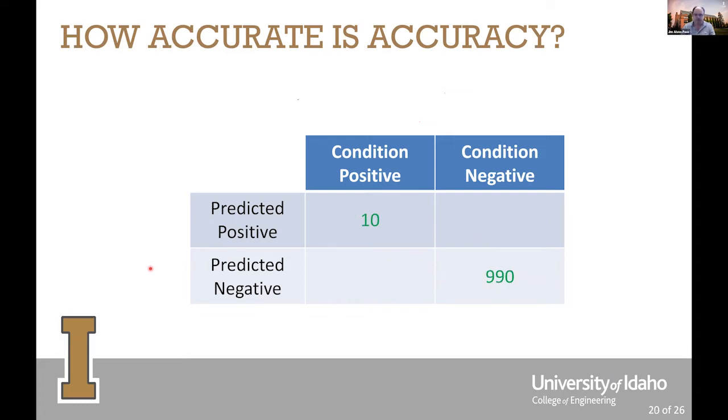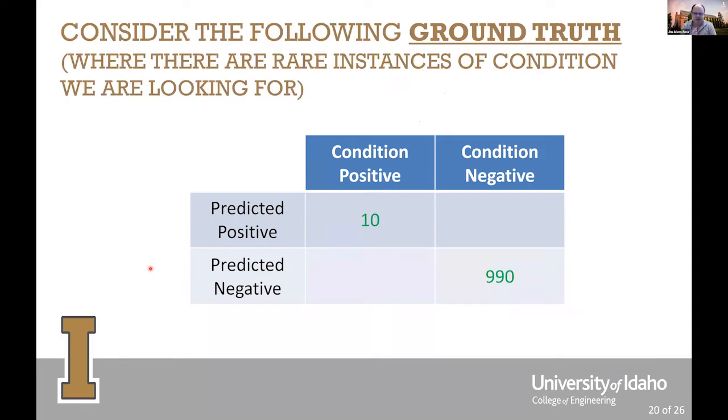Okay. So consider this. Let's assume there are rare instances of what we're looking for. Function boundaries, right? I've got, you know, 100,000 assembly instructions and 100 functions. Most of them are going to be not function starts. So maybe in this case, I have 1,000 things I'm looking at. So 1,000 instructions, 10 function starts, and 990 non-starts. So this is reality.